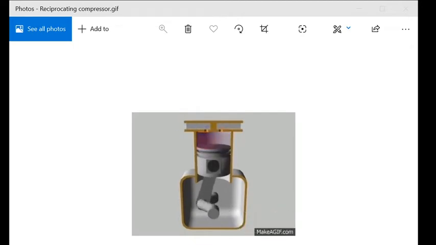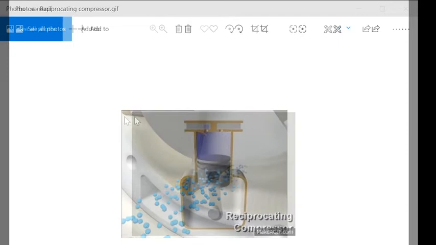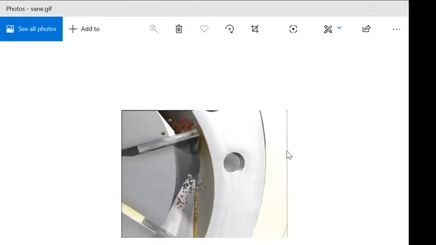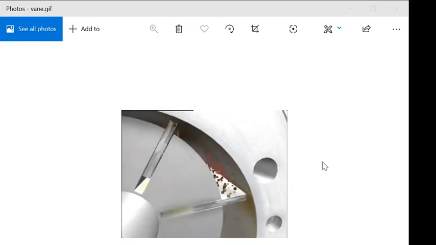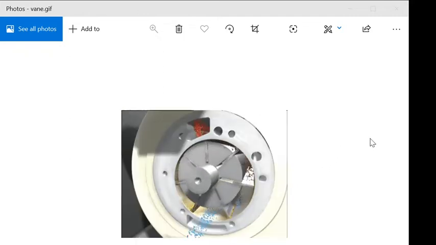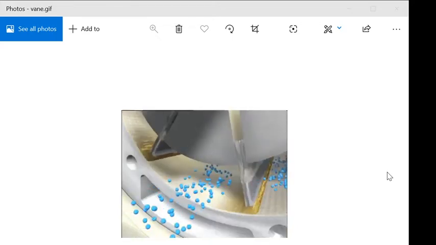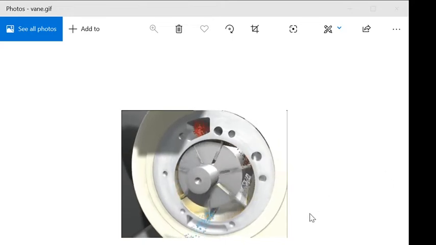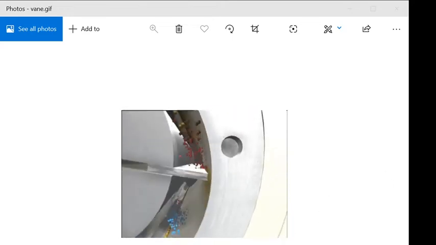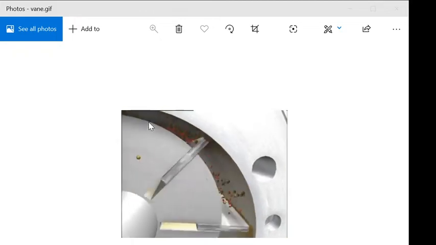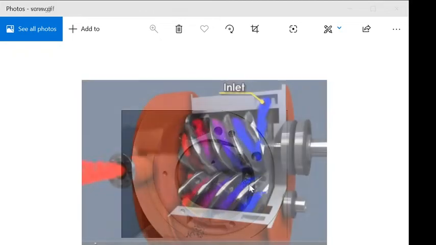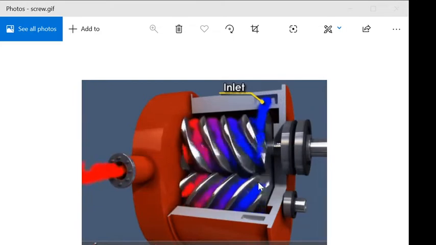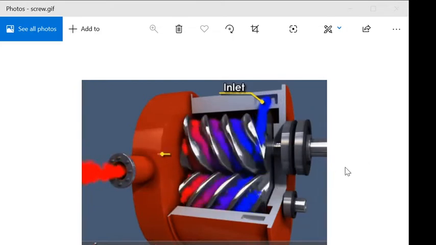Then we have a vane compressor, where you can see the working here. The picture of the video shows how exactly a vane compressor functions. This is how exactly a screw type compressor functions, which is part of the positive displacement compressors.